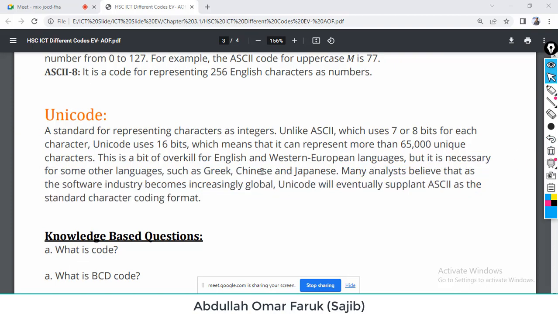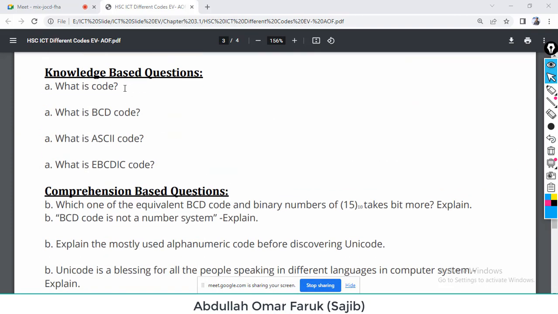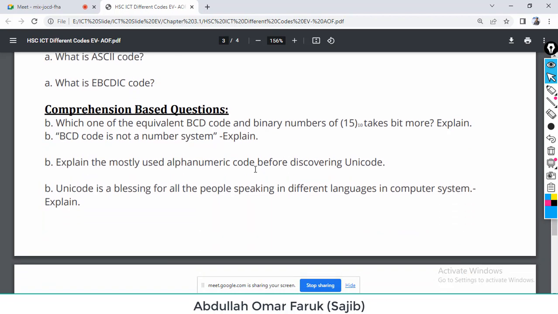Now we go for some questions. So what is code? Can you tell me? Anything but decimal, code. Fantastic. Okay, this is very important. You have also faced these questions many times. Can you recall this question? Which one of the equivalent BCD code and binary numbers of 15 takes more bits? Which one takes more bits, BCD or binary?